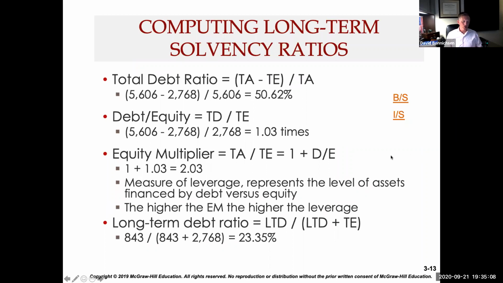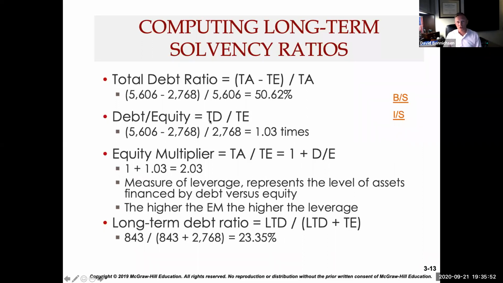Okay, so that was short-term liquidity. Now we move more into long-term solvency. We call these leverage ratios, right? So we've got the total debt ratio. We take the total assets minus the total equity, and we divide that by the total assets, and we can see that 50.62% of the right-hand side of the balance sheet is related to the debt of the company. So we're about a 50-50 split.